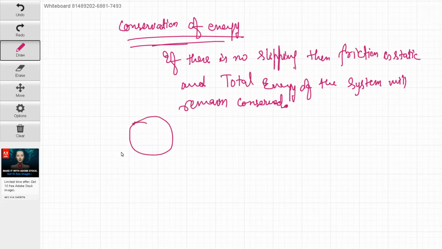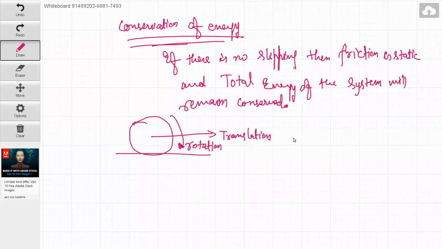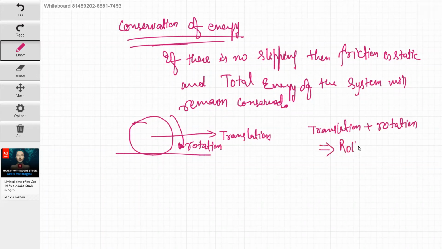If this is a wheel, this is going in forward direction and rotating also. So if the object is having a translation and rotation both together, then if this object is having translation plus rotation together, then such type of motion is known as rolling motion.